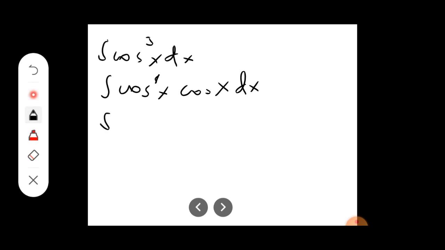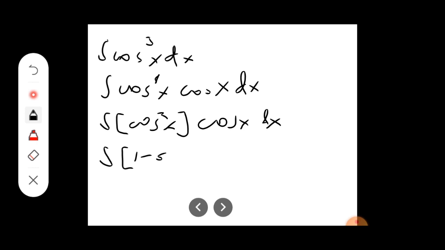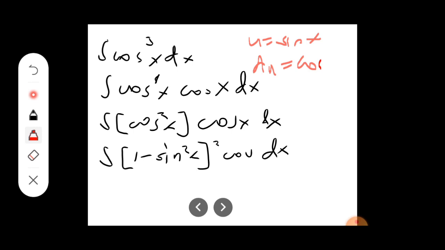So we have the integral of cos squared x times cos x dx squared. Now cos squared we can make 1 minus sine squared. So we have 1 minus sine squared x, to the power of 2, times cos x dx. At this point we can replace sine with u. Our u is sine x, then our du is cos x dx. So we have 1 minus u squared, to the power of 2, du.